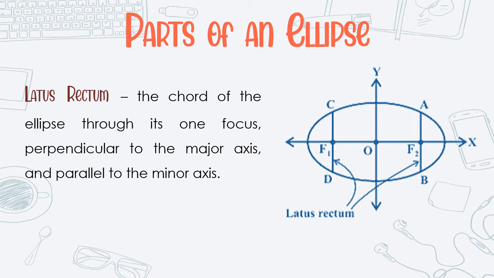Now, if in a parabola, the formula to get the latus rectum is 4a, in an ellipse, the formula to get the latus rectum is 2b squared all over a. So those are the parts of an ellipse.